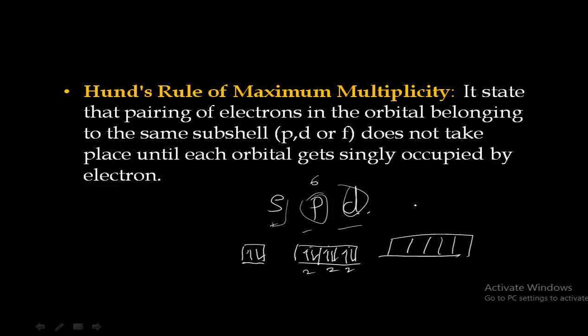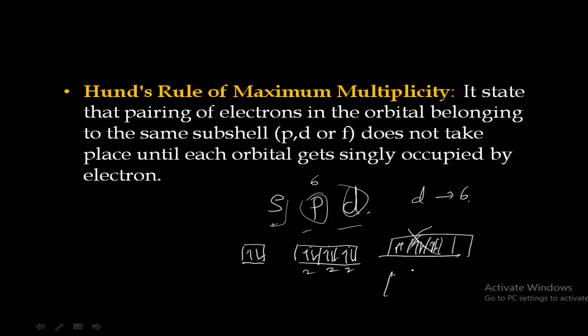Now if we consider the d subshell, let's say 6 electrons are there. Now to fill those 6 electrons, we will not pair up in 3 orbitals only. We can pair up like this: 2 electrons, 2 electrons, 2 electrons. But this is the wrong method.